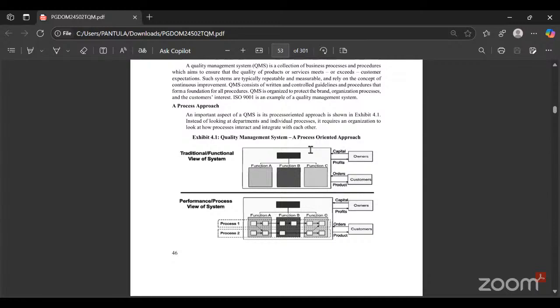In the traditional way, functions like marketing, finance, and HR work alone. In the process view, which is even a matrix organization system, across process 1 and process 2, function 1, function 2, and function 3, the marketing department connects with the finance department and communicates with HR. All are interrelated.